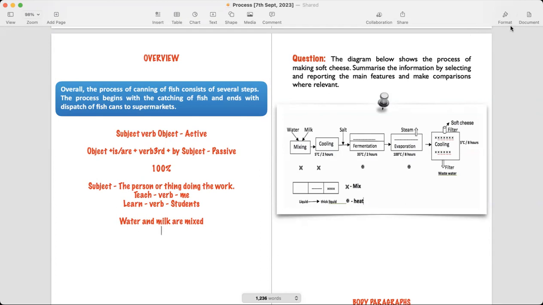Cooling of mixture was done at 5 degrees Celsius for 2 hours. Okay, so that's fine. But what's the exact verb? Take the verb first. What's the verb? Cooling. Let's call it cool. Okay, cool. What is cooled? Mixture. So we'll just start with the mixture. Mixture is cooled at 5 degrees Celsius. That's a better sentence. Cooled at 5 degrees Celsius for how much time? For 2 hours.